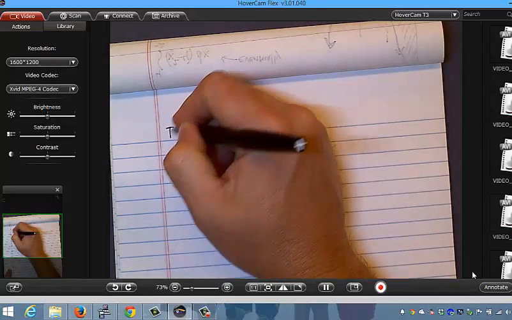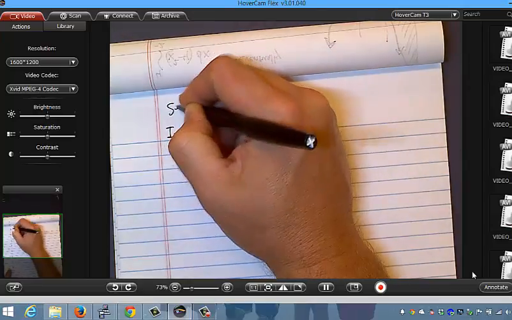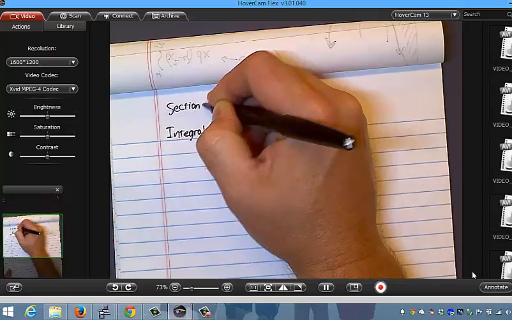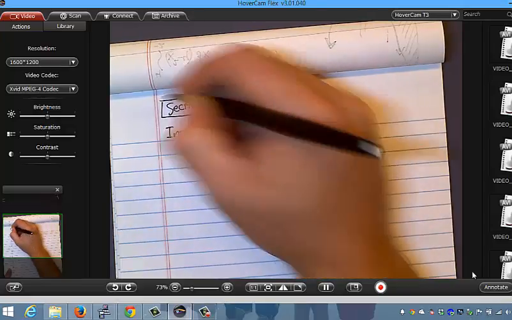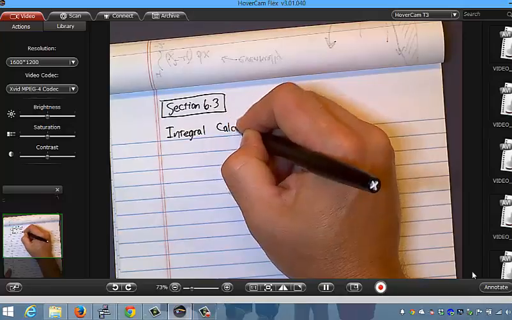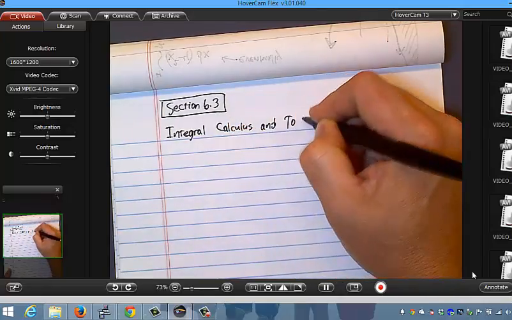So the title of this section would be, this is section 6.3, Integral Calculus and Total Accumulation.